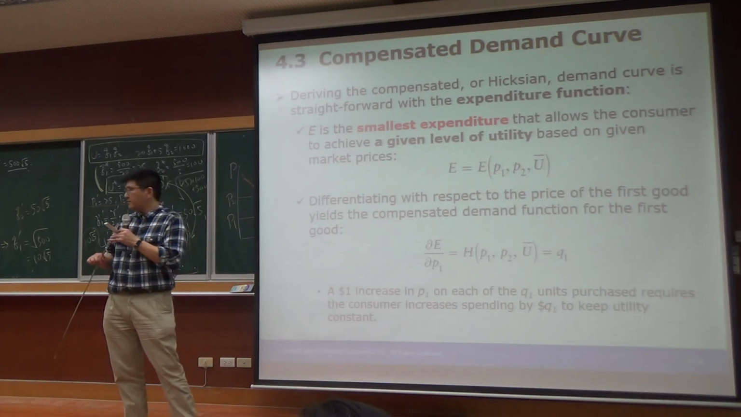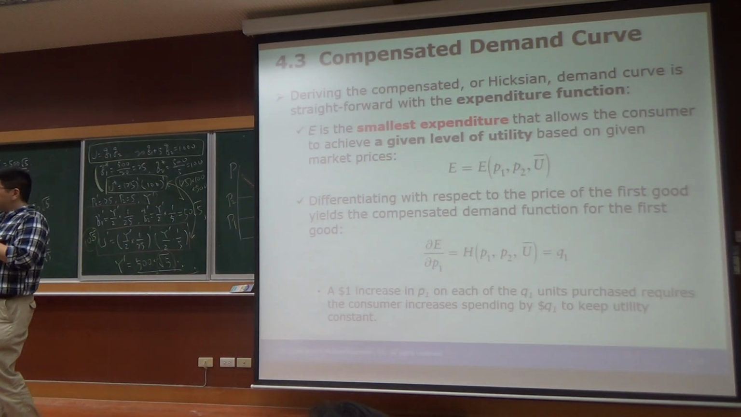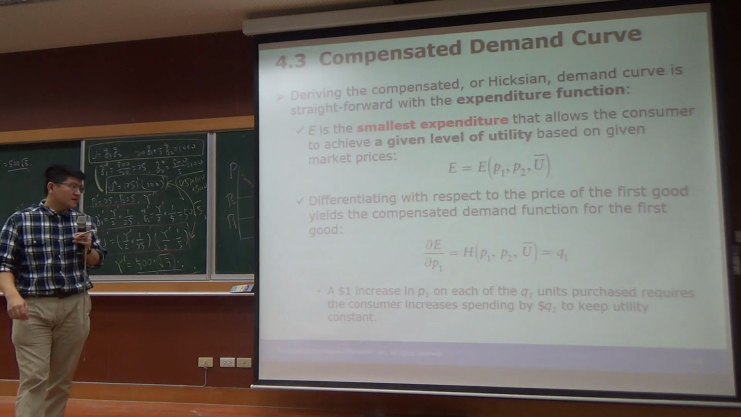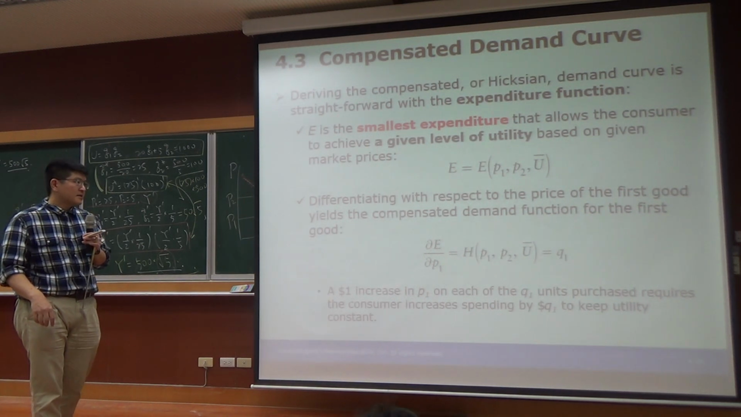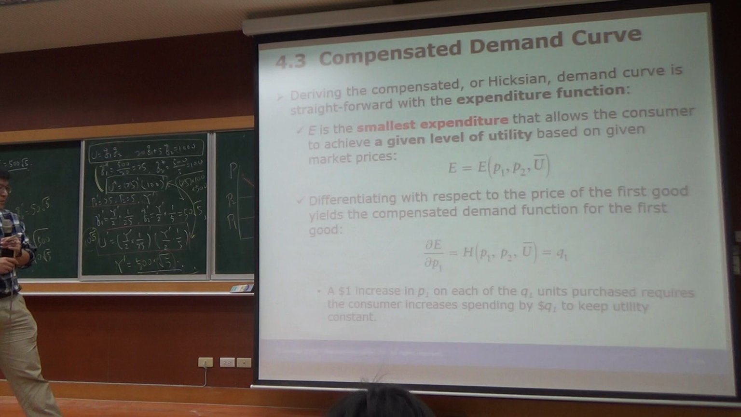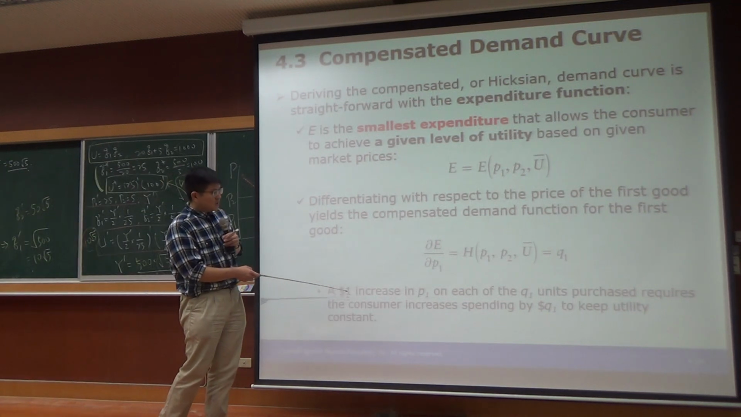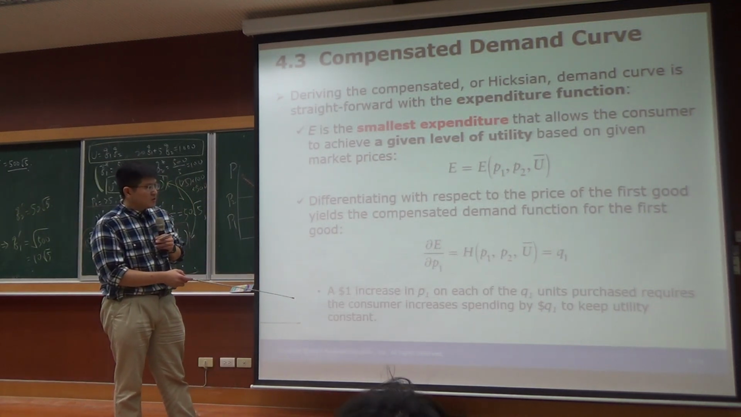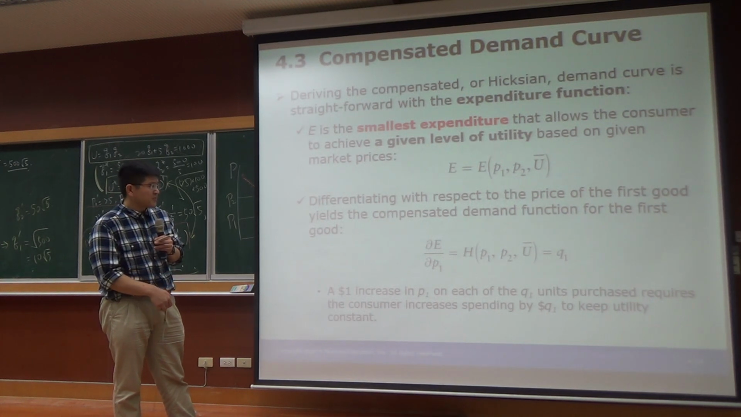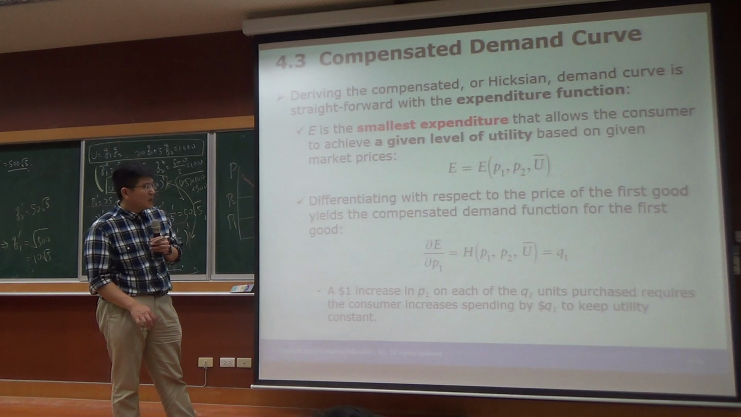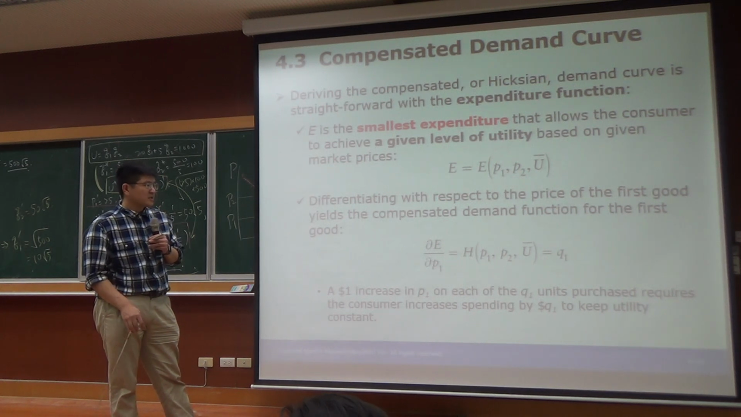This is the outcome in some previous slide. Okay? And a $1 increase in P1 on each of the Q1 units purchased requires the consumer to increase spending by Q1 to keep utility constant. Yeah.